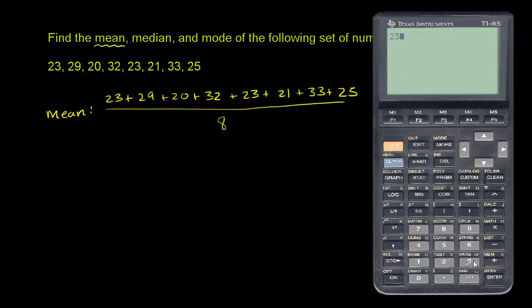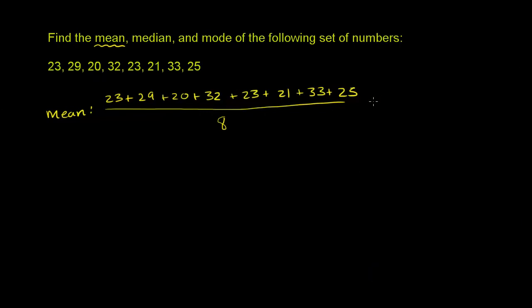So we have 23 plus 29 plus 20 plus 20 plus 32 plus 23 plus 21 plus 33 plus 25. So the sum of all the numbers is 206, and then we want to divide 206 by 8. So if I say 206 divided by 8 gets us 25.75. So the mean is equal to 25.75. So this is one way to kind of measure the center, the central tendency.